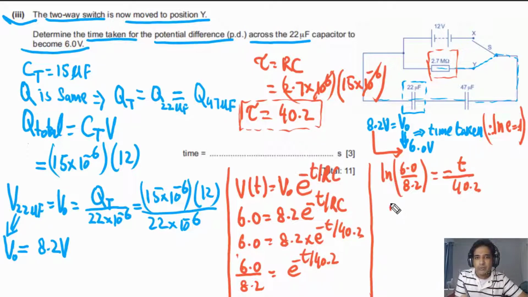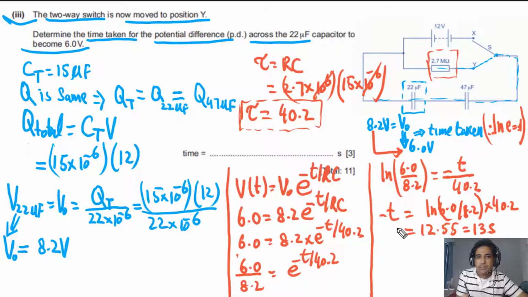We need to find the value of t, so we can write minus t in this case equal to the natural log of 6.0 divided by 8.2, and we need to multiply this one with 40.2. If we solve this one, our answer will be about 12.55, and we can write this to 2 significant figures as 13 seconds. We will get a positive answer because when you solve this, your answer will be negative, so the negative will cancel. So this is our final answer, and this is how you can answer this question.